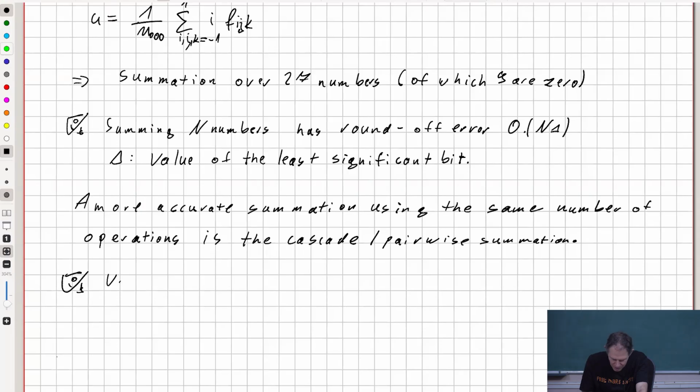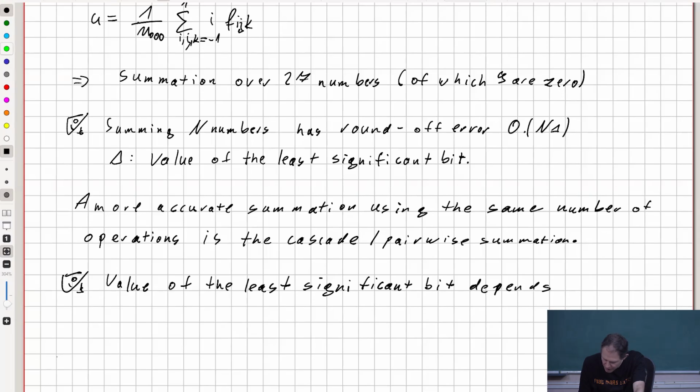Yes, so let me write this down. The value of the least significant bit depends on the lattice direction.